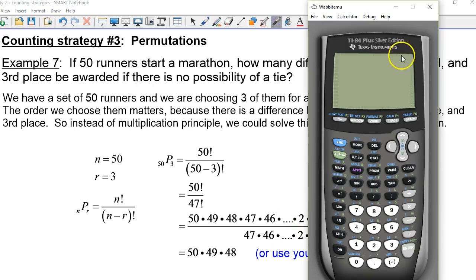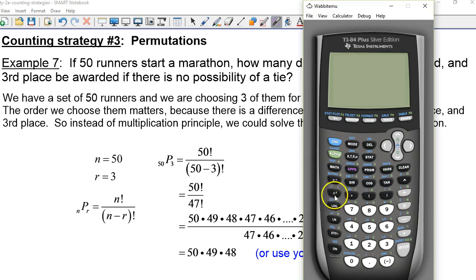If we're looking at, say, a TI-84 calculator, you can turn on your calculator, and you have to put the first number, 50, first, so you'd select 50 here. And then if you go to the Math menu and you scroll over to the PRB probability submenu and scroll down to nPr, you select that, and then you put the 3. So 50 permutation 3 looks like this on a calculator, and you can get that 117,600 different first, second, third finishes in a single step.